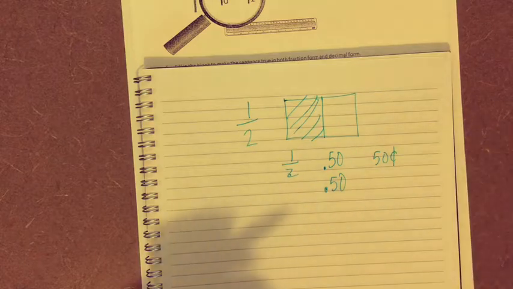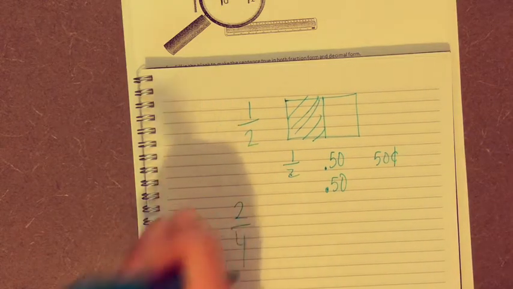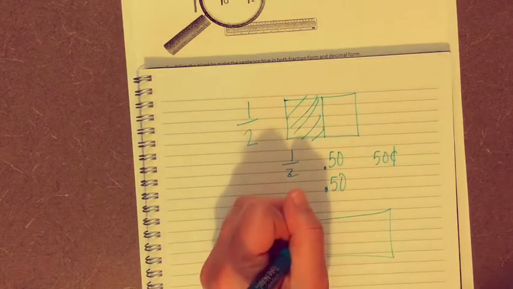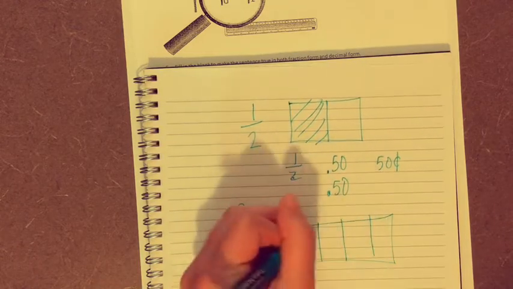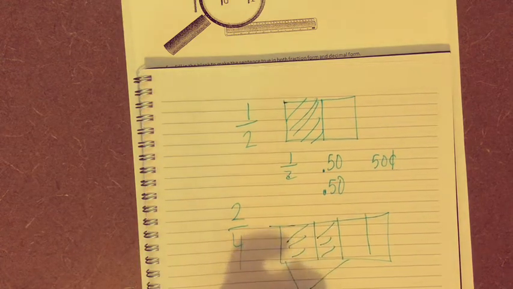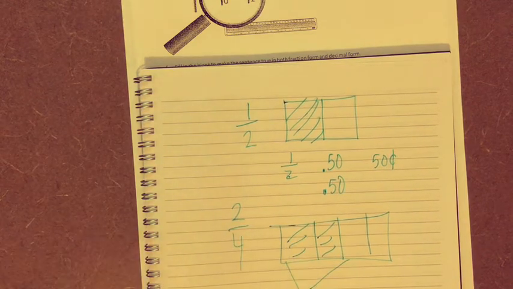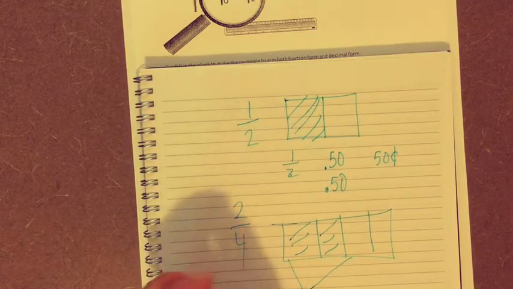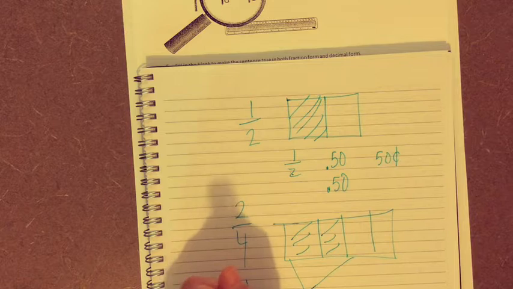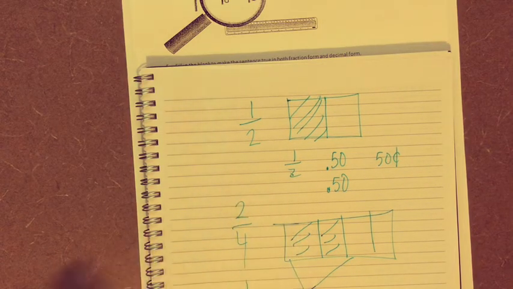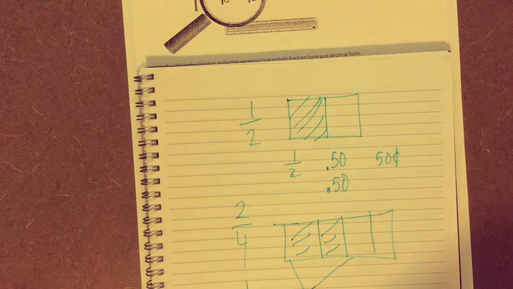So let's see, 2/4. Okay, so I could draw a tape diagram. Well, if you look at it, it's still half. And then I could say this is equivalent to 1/2 or 5/10, okay?